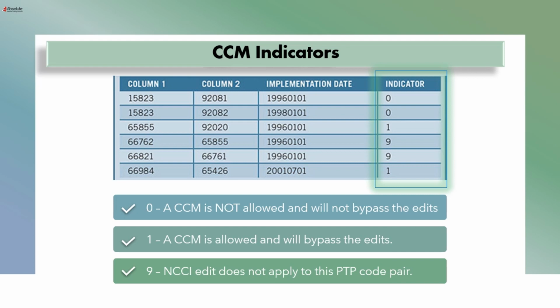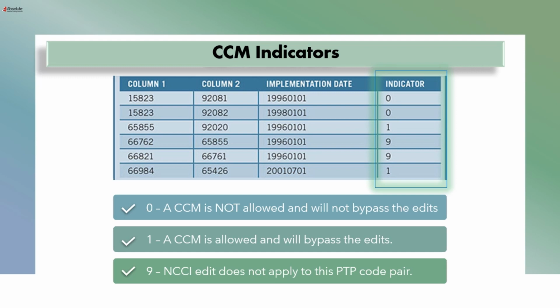All right, so if we take the first line, for example, 15823 and 92081, that code pair is indicated by a 0. So basically, that 0 is saying, hey, you cannot report these codes together under any circumstances, not even with a modifier.